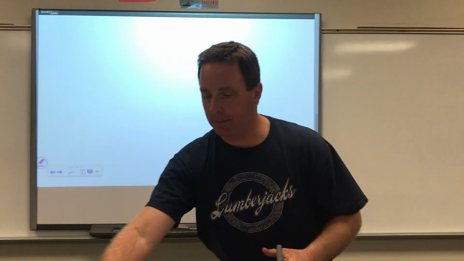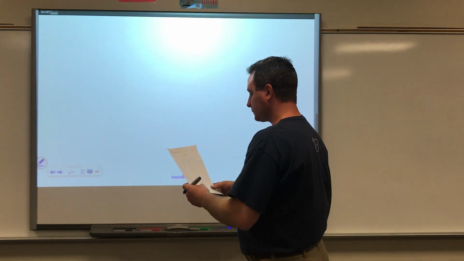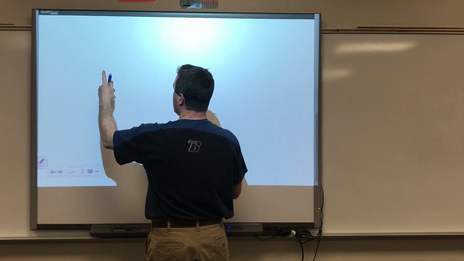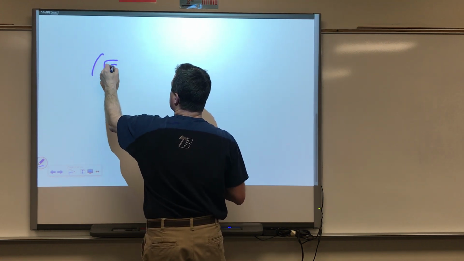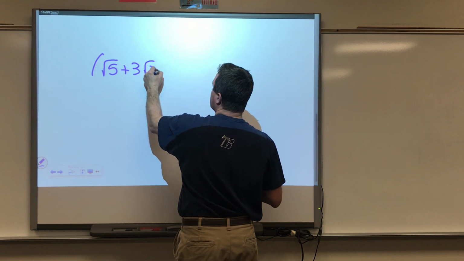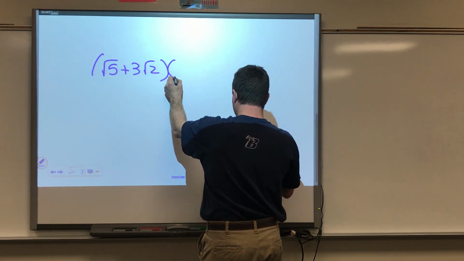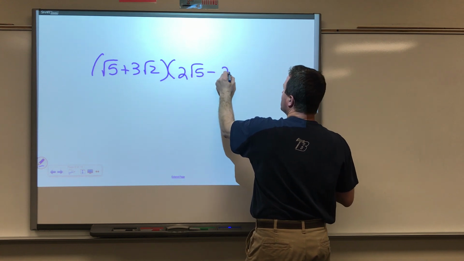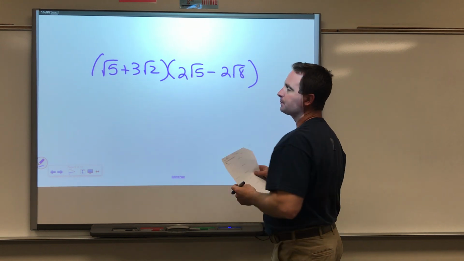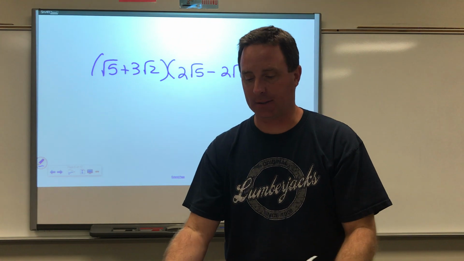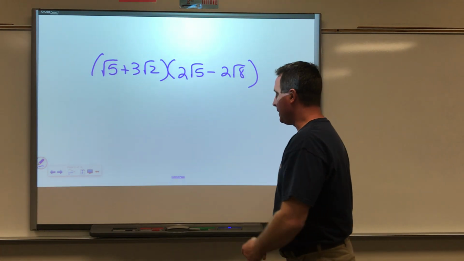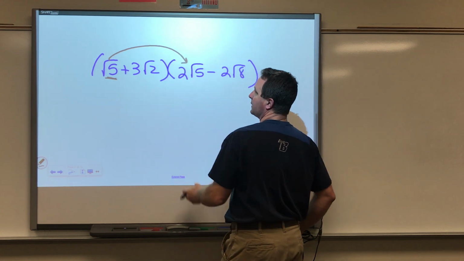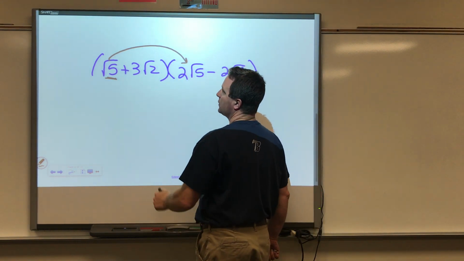Let's pick a good one here. How about this one? The square root of 5 plus 3 square roots of 2 times 2 square roots of 5 minus 2 square roots of 8. Can we try this once? Okay, if I FOIL, if I take my first number and I distribute it, look closely.